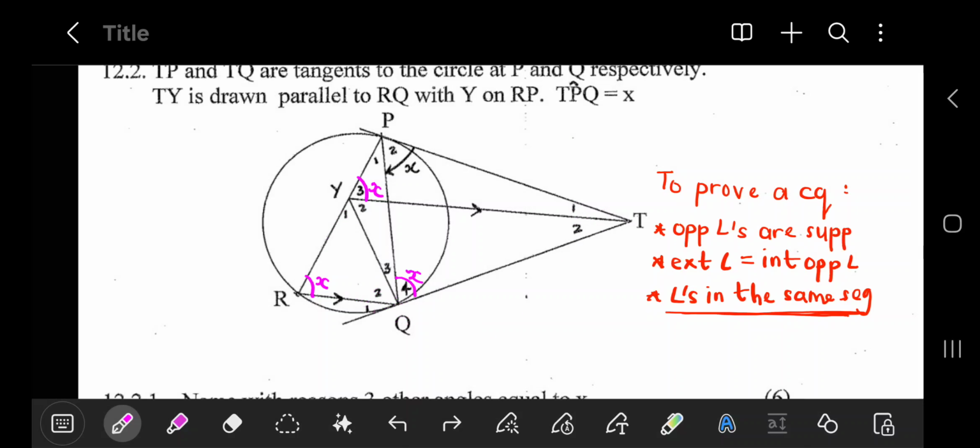I want you guys to focus on points T and Q. And I want you to notice that T and Q subtend P2. T and Q also subtend Y2. Those are angles in the same segment, meaning that P2 and Y2 are equal to each other. And if P2 is x, then Y2 is also x. Now, seeing that Y2 and Y3 are both x, it means that angle PYQ was bisected by TY.